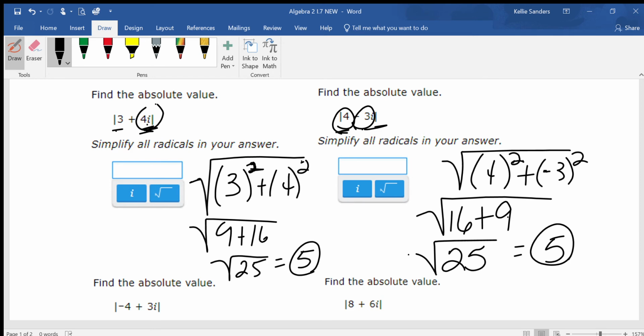Let's look at these two just for a second. On this one, I had a 4 and a 3. I squared them, I added them, I took the square root of them. I got 5. On this one, I have a 4 and a negative 3. I squared both of them, I added them, I took the square root, and I still got 5. Wonder what I'm going to get with this next one. I'm trying to prove a point here, guys.